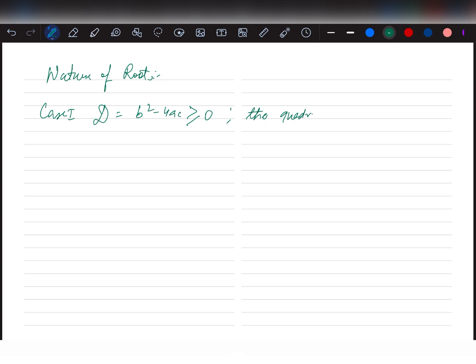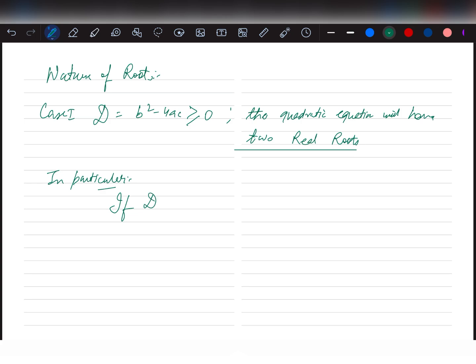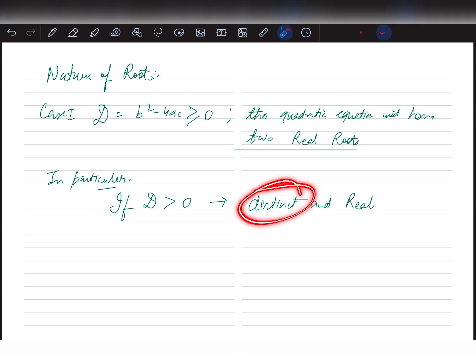The quadratic equation will have two real roots. In particular, if D is greater than 0, then the roots are distinct and real. Distinct means they are going to have two different values of x. One x is like p and the other is like q. They can be positive and negative, right?